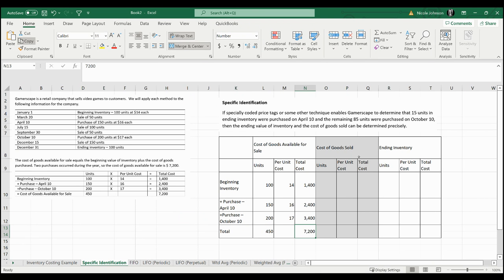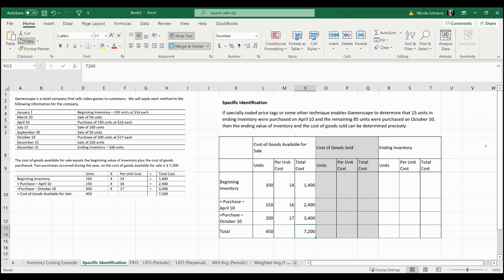There's two more sections here. One is cost of goods sold, and the other is ending inventory. We're going to use these tables so that we can determine what our cost of goods sold is going to be and our ending inventory using each of the different assumptions. So first, we're going to go ahead and start with specific identification.